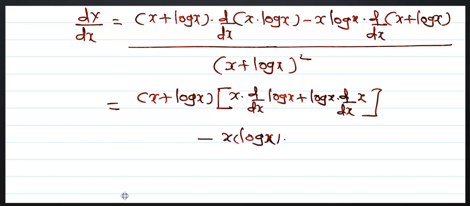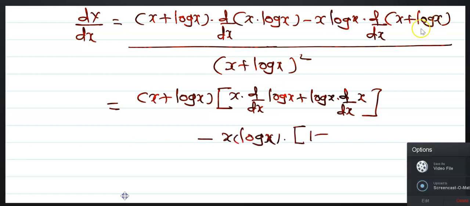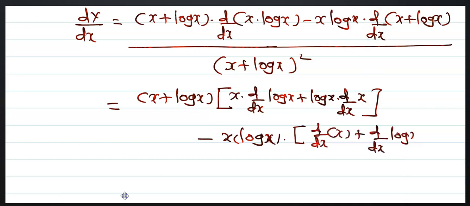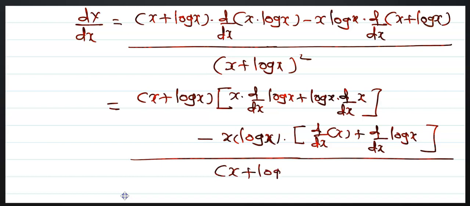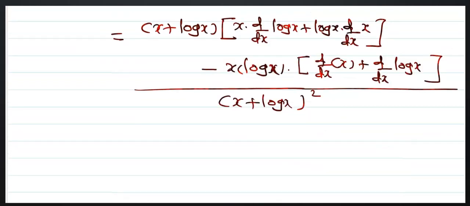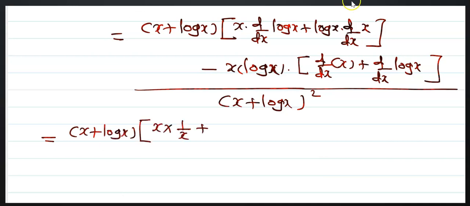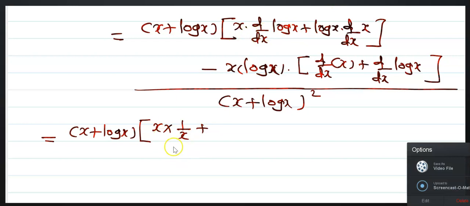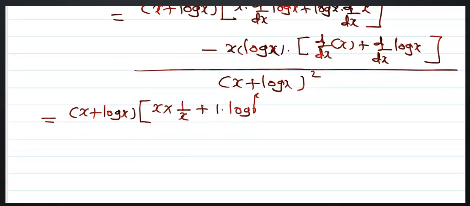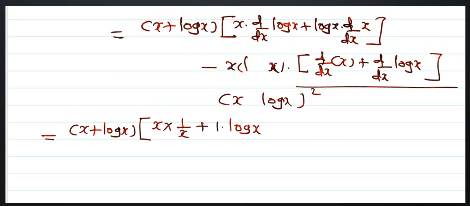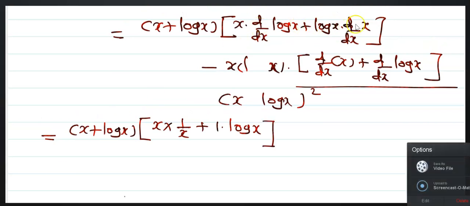Minus x log of x d/dx of x plus log of x. Derivative of x is 1 and the derivative of log of x is 1 upon x, divided by x plus log x bracket square. x into 1 upon x, that gets cancelled, you will get 1. Now the next is 1 into log of x, since the derivative of x is 1, that is 1 into log x.